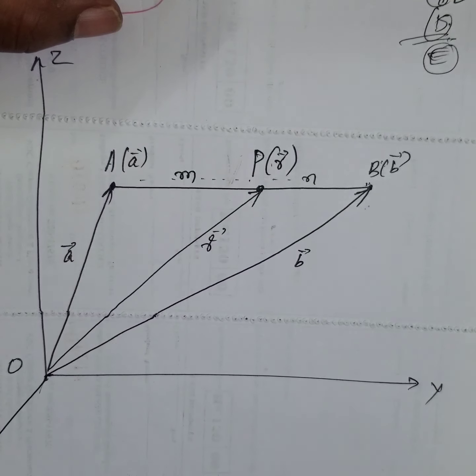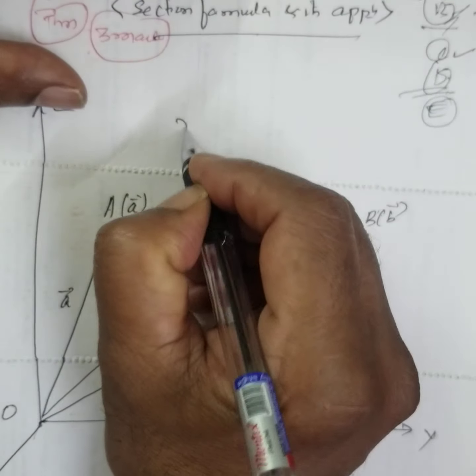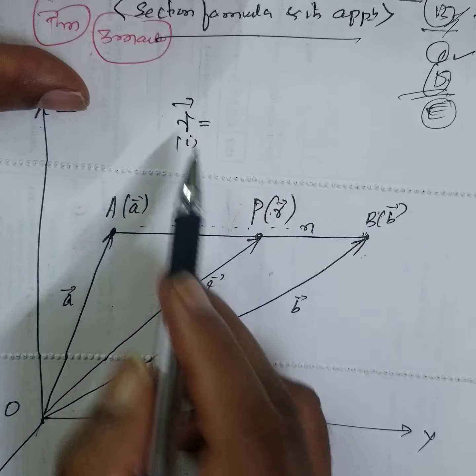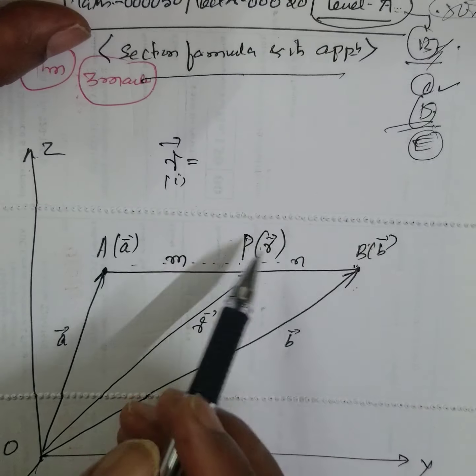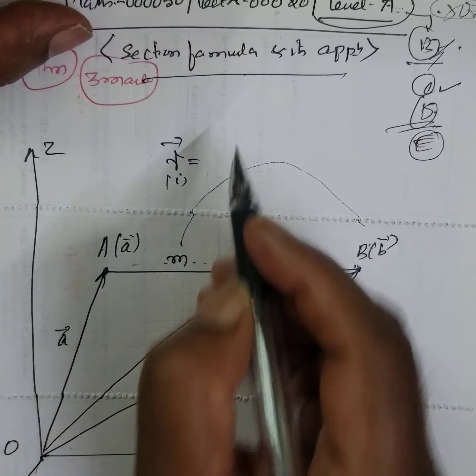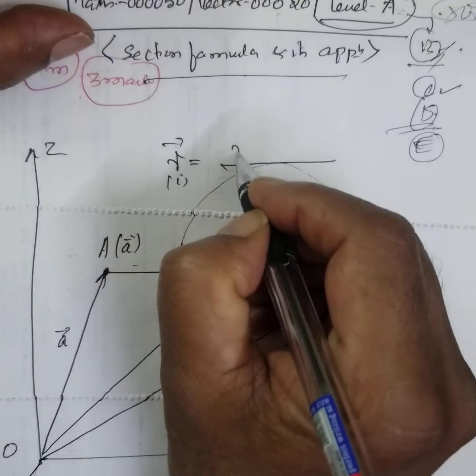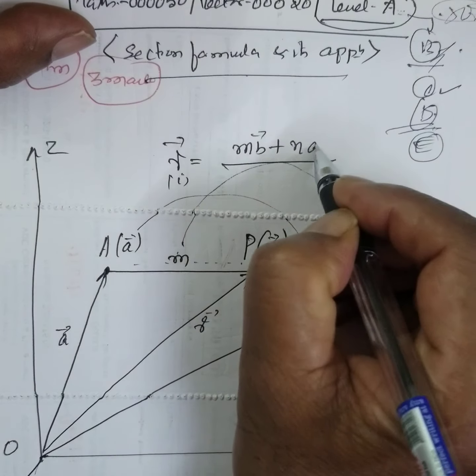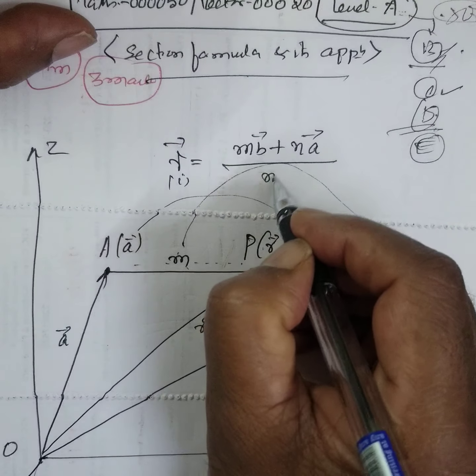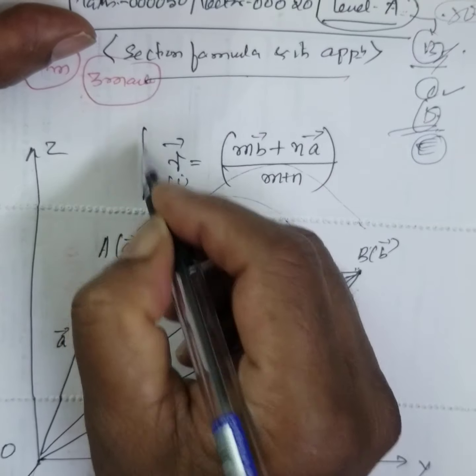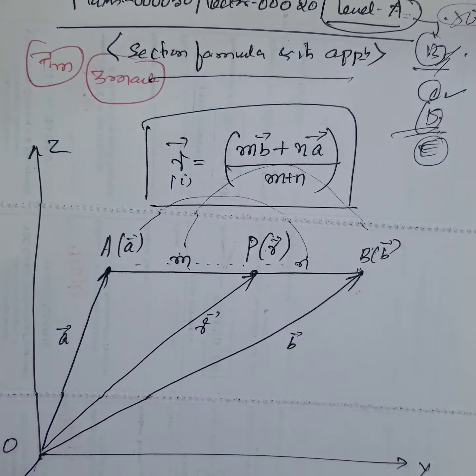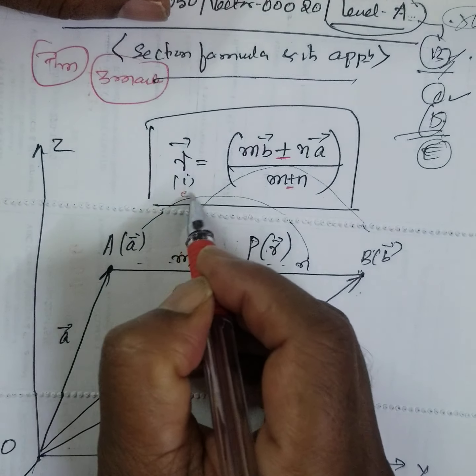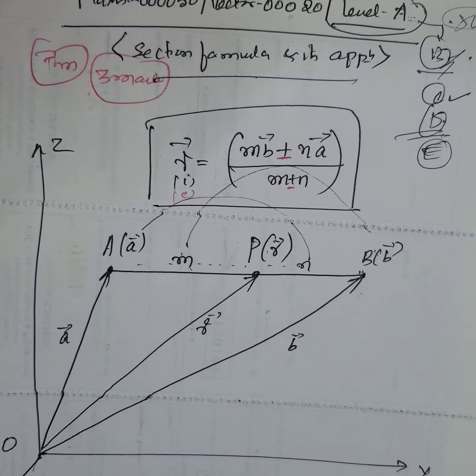Now how to find R? This point is divided internally. For internal division you write M into B plus N into A, divided by M plus N. When you find it externally, what you have to do? For external division, it is minus.